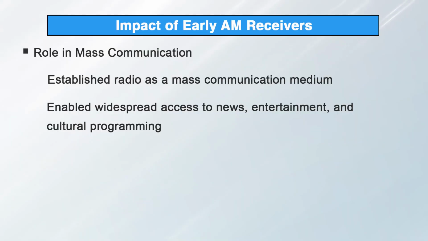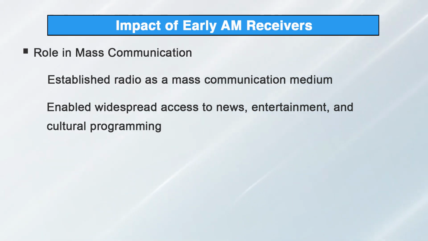Before moving ahead, let's discuss some interesting historical developments of AM and FM receiver. The early development of AM receiver marks a significant milestone in the history of broadcasting. Amplitude modulation was among the first modulation techniques used to transmit audio signals over radio waves. In the early 20th century, pioneers like Edwin Armstrong made breakthroughs in radio technologies, leading to the commercialization of AM broadcasting. The early AM receivers played a crucial role in establishing radio as a mass communication medium, enabling widespread dissemination of news, entertainment and cultural programs.